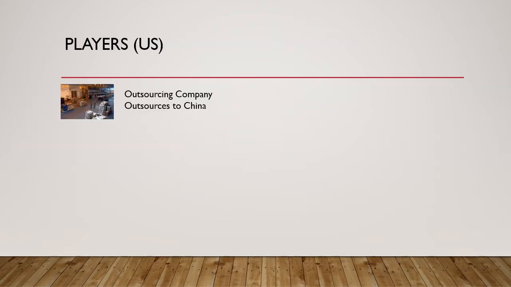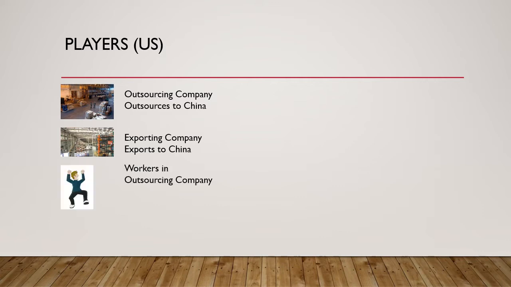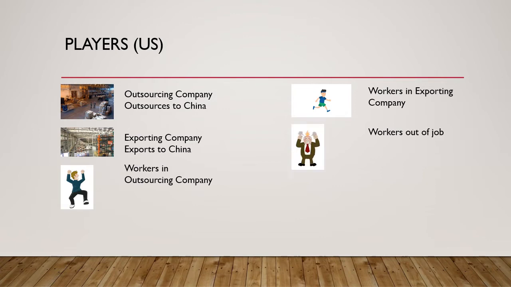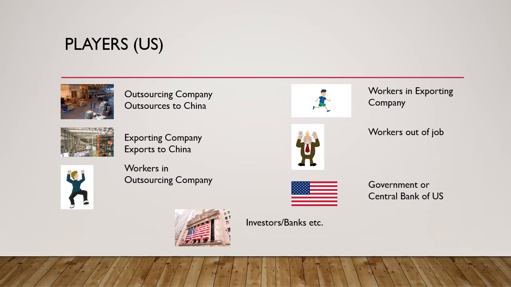Let's see how the players stack up. These players would play a role in all three parts of this presentation. So there will be the outsourcing companies in the US, companies who outsource the production of goods and services to China. There will be companies in the US who will export goods and services to China. Yes, some will be there in the US as well. There will be workers who will be working in the outsourcing companies in the US. There will be workers who will be working in the exporting companies, that is, companies that will export to China. And there will be some workers who will be out of a job because of all this process. And finally, we have the government and the central bank of the US. And let's not forget the most important ones, the investors and the bankers in this entire process.